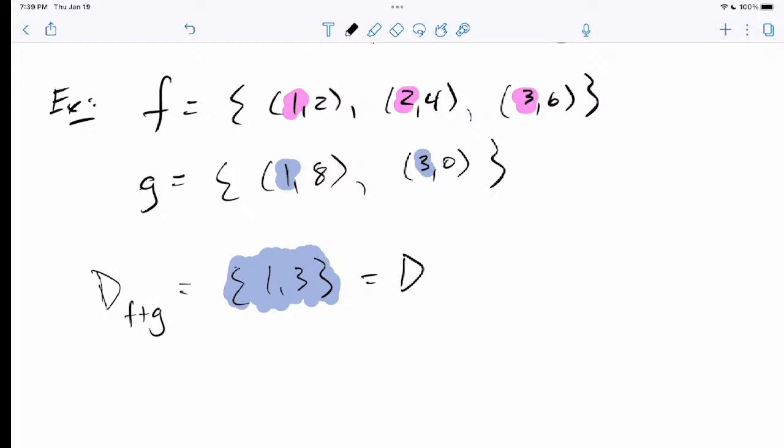But if I ask you for the domain of f minus g, it's the exact same criteria. They both have to exist. So the domain of f minus g is the same as the domain of f plus g, and that's the same as the domain of f times g as well. Makes no difference.